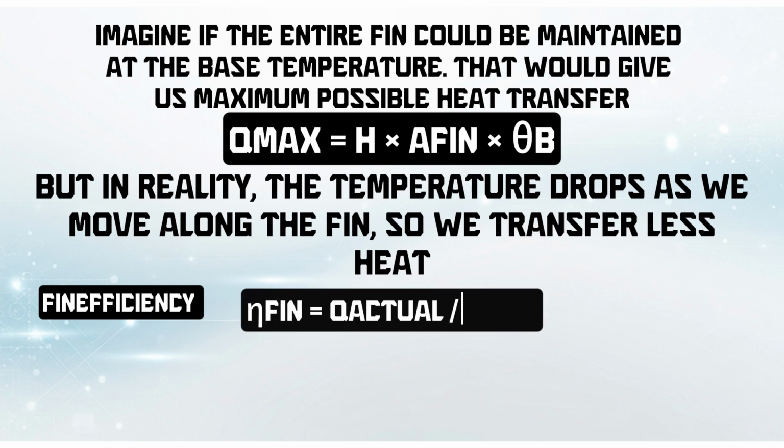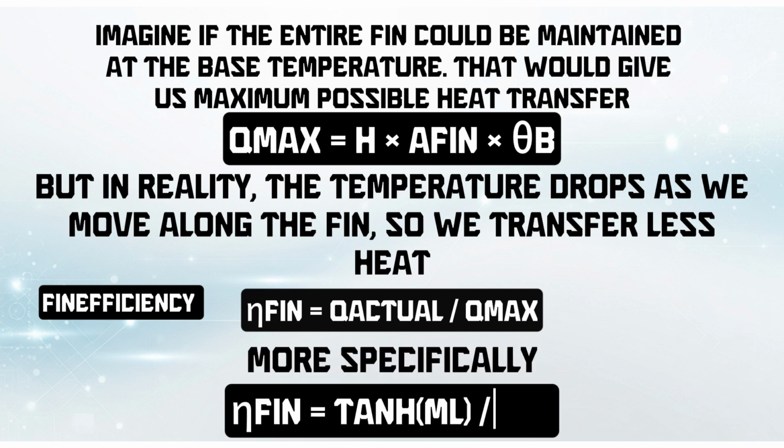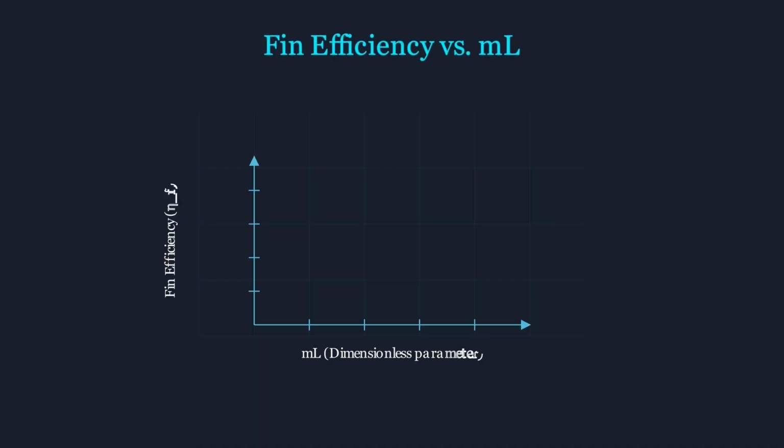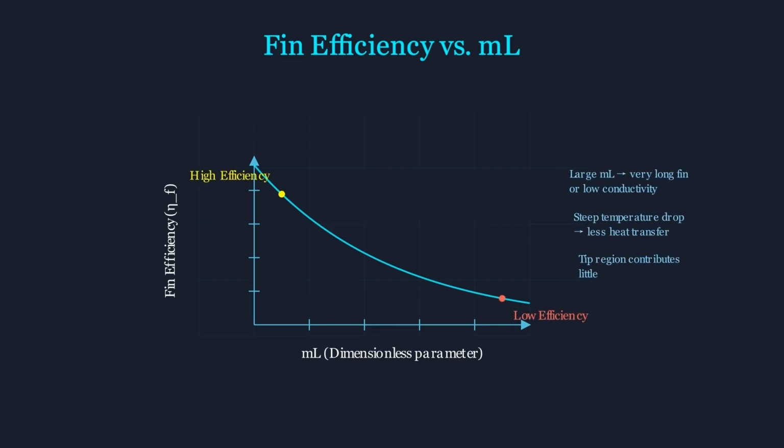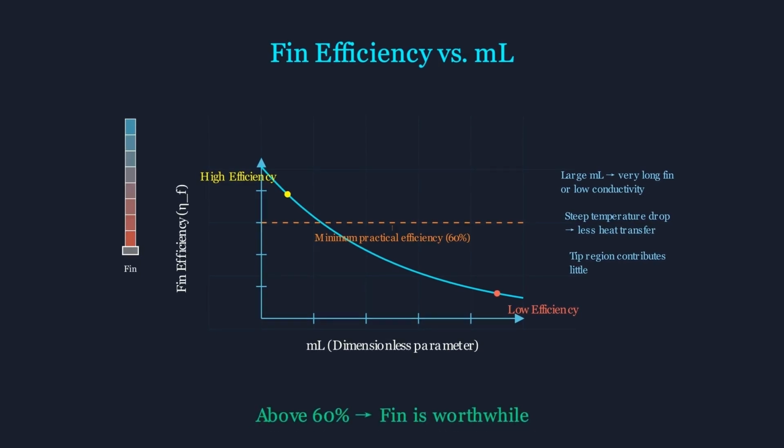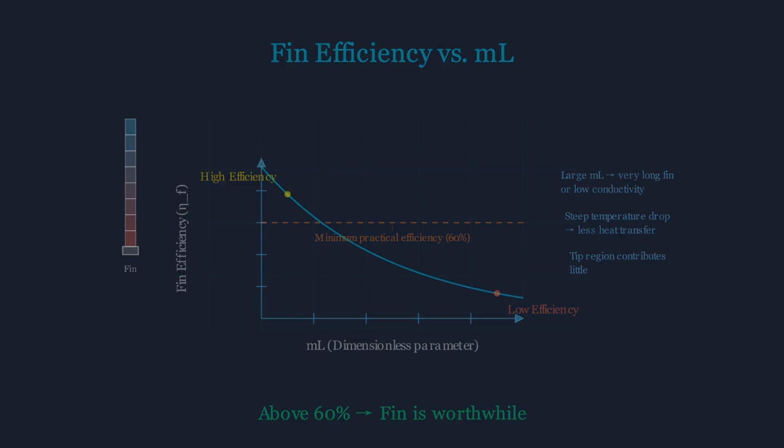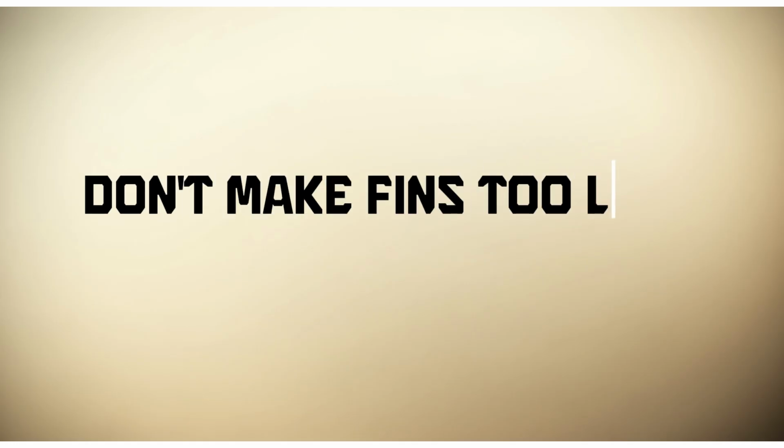Fin efficiency is the ratio η fin equals Q actual over Q max. More specifically, η fin equals tanh mL over mL. Look at this graph. As mL increases, efficiency decreases. Why? Because large mL means the fin is either very long or has high convection but low conductivity. This causes a steep temperature drop. The tip region contributes very little to heat transfer. In practice, we want fin efficiency above 0.6 or 60% for the fin to be worthwhile. This tells us don't make fins too long.